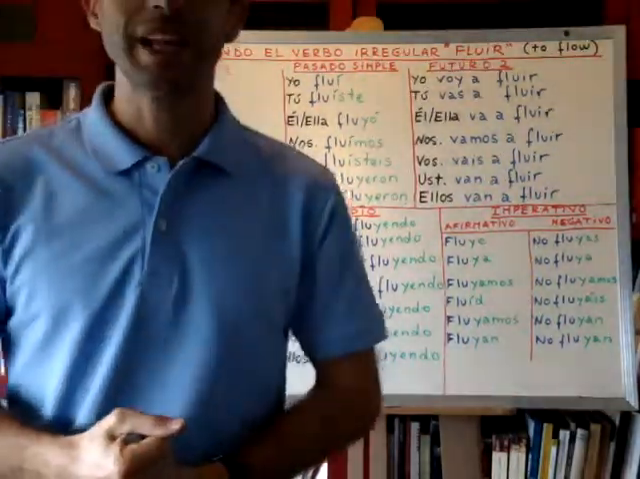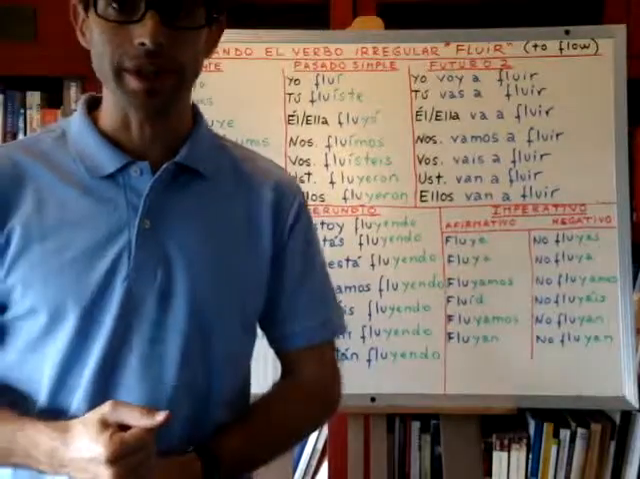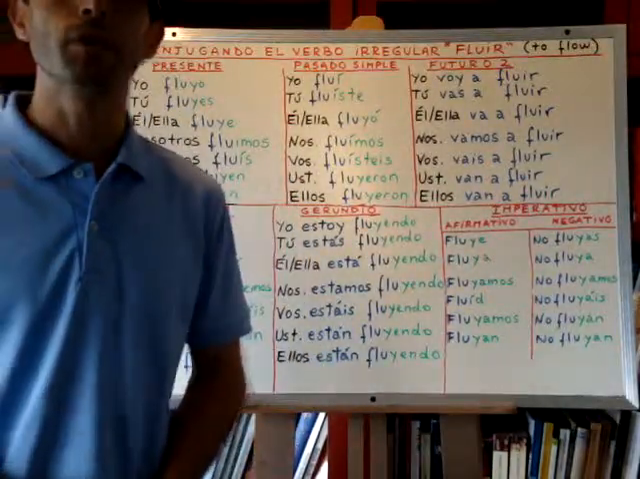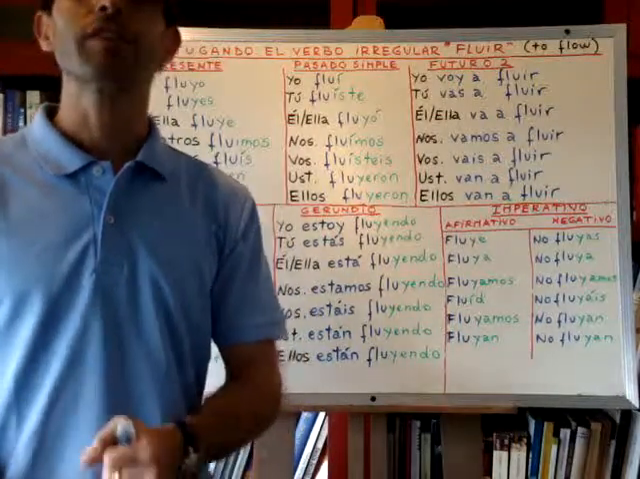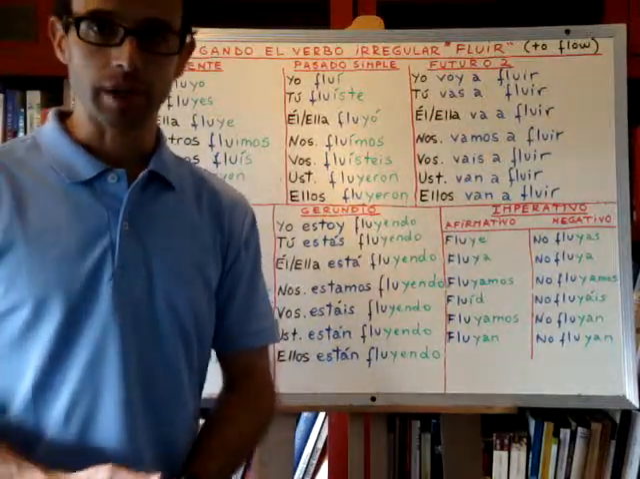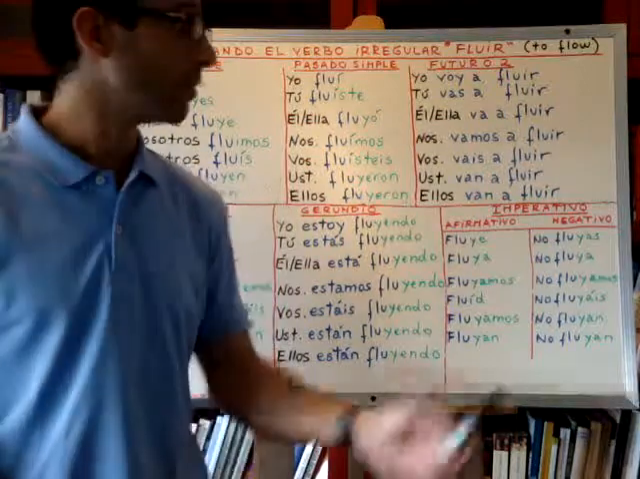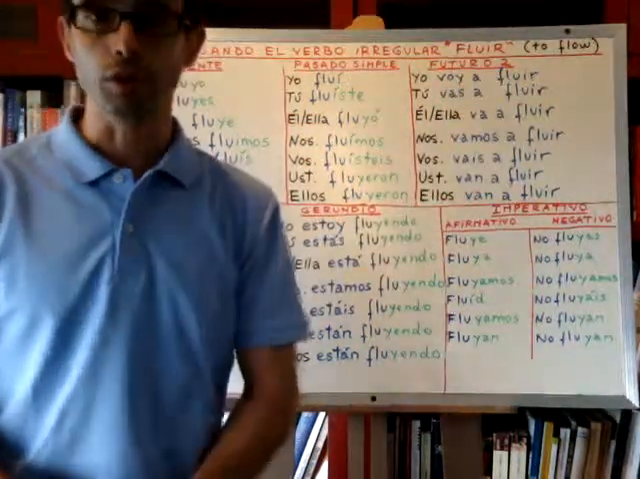Hola amigos, en esta clase vamos a ver otro verbo irregular. Esta vez veremos el verbo fluir. Hi friends, in this lesson we will see one more irregular verb. In this class we will see the verb fluir, which means to flow.